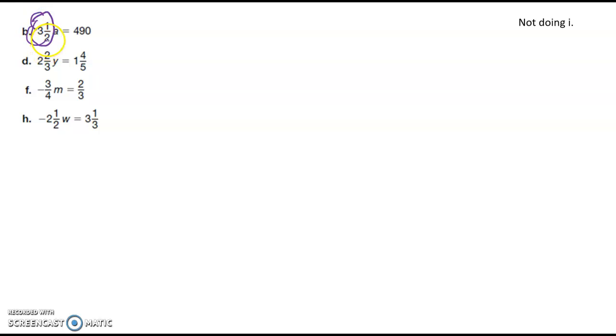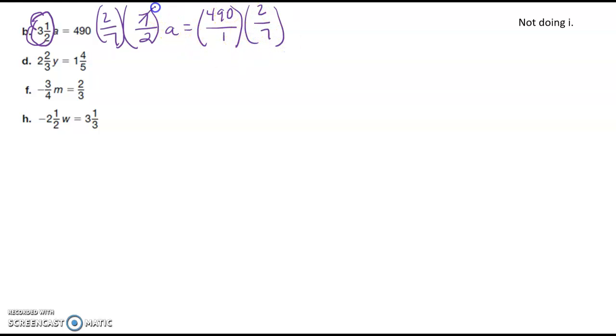We've got 2 times 3 is 6, plus 1 is 7, over 2 a is equal to 490, and I'm going to put that over 1, because I have to multiply by the reciprocal. So this cancels and this cancels. A comes down, equals comes down. And I have 490 times 2 over 1 times 7. 7 goes into itself once. It goes into 490 70 times. And that's 140.